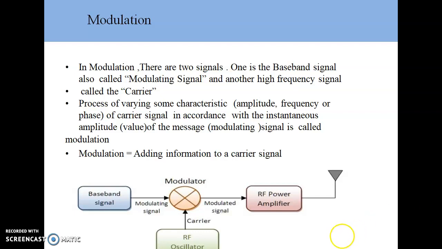Here is the block diagram of a modulator. You have your baseband signal, which will generate your information or the modulating signal, RF oscillator which will generate a high frequency carrier signal, and the output will be a modulated signal which will be superimposing the information signal on the carrier, and then that signal can be transmitted after amplification through a transmitting antenna.